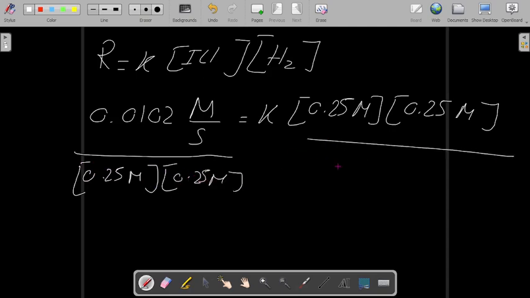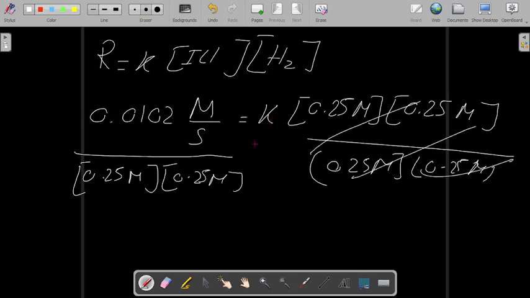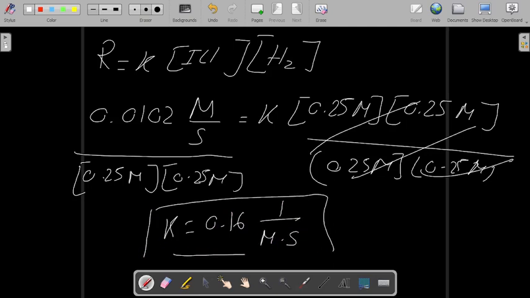You're doing the same thing here, okay? This is algebra. This now has disappeared, and you have the K by itself. So K equals 0.161 divided by molarity times second. So this is the constant.